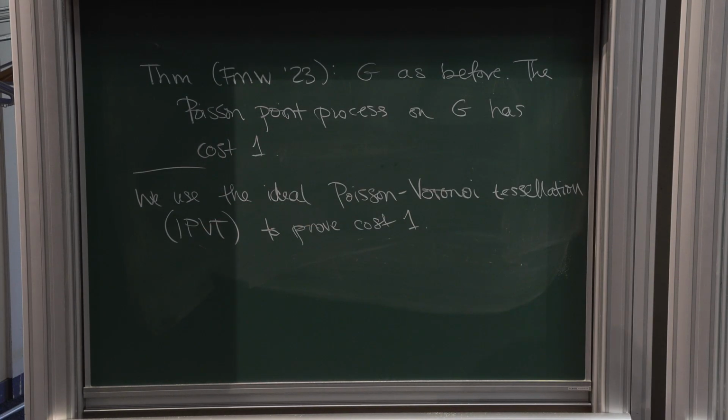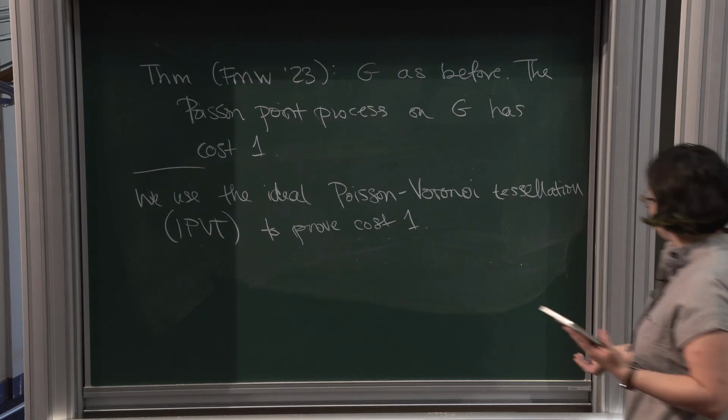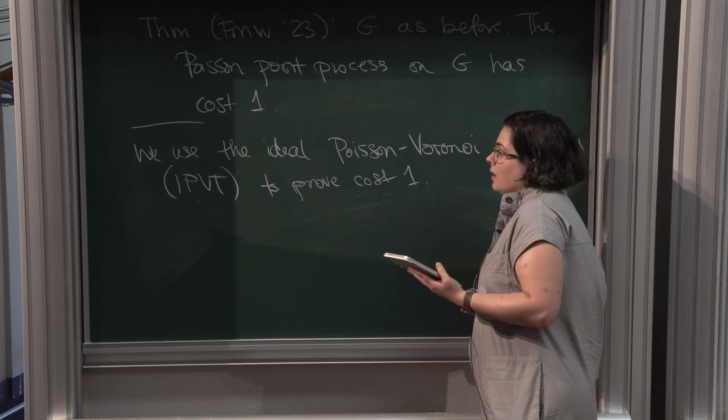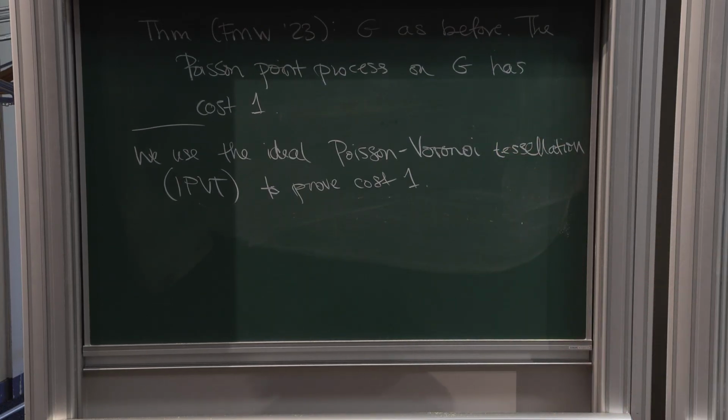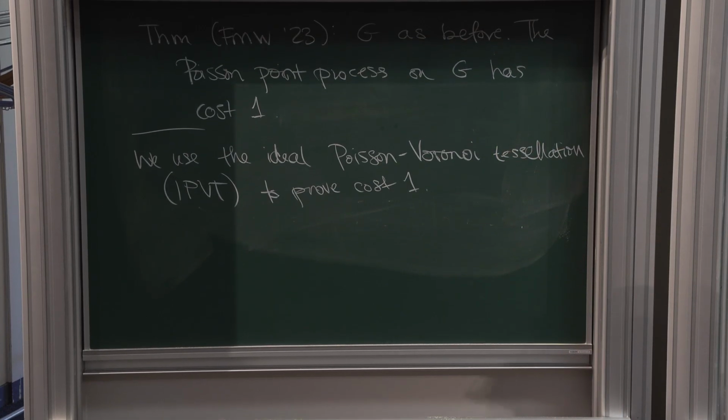Okay, so if you like, now would be a good time to pull up the notes and look at the figure, which is giving you an illustrative idea of what the ideal Poisson Voronoi tessellation is. I don't think I'll have time to say anything else about it in this lecture. But okay, I will say a couple things.